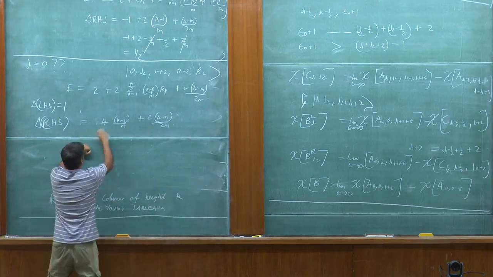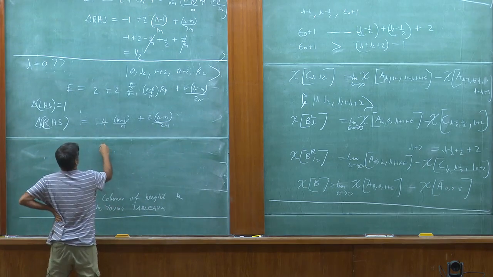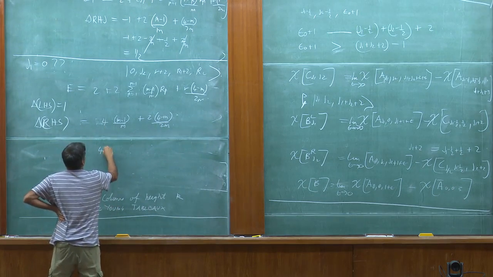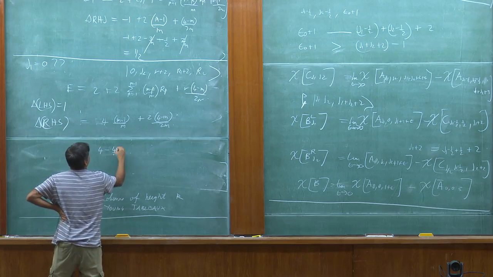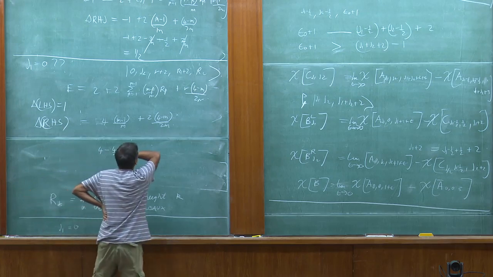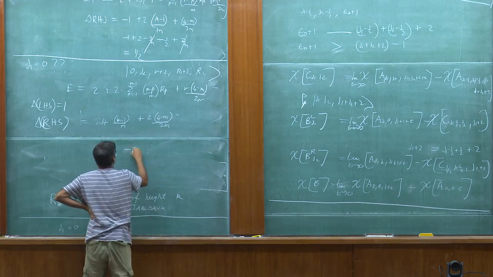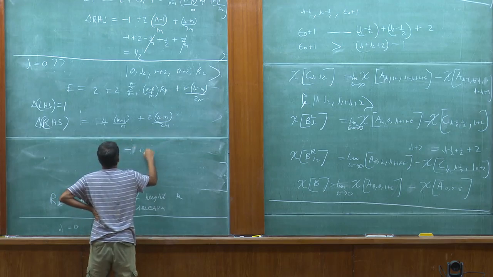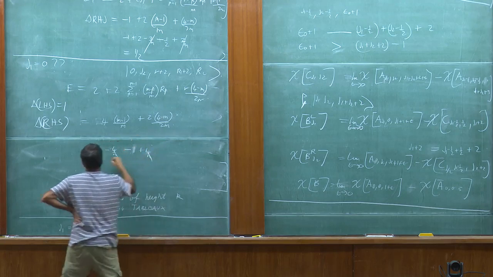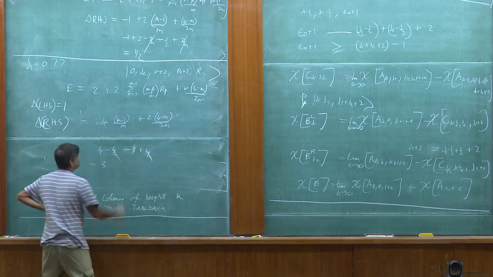So this guy is what? So this is 4 minus 4 by m plus minus 1, minus 1 plus 4 by m. This is equal to 3.